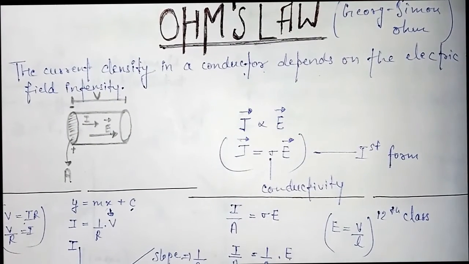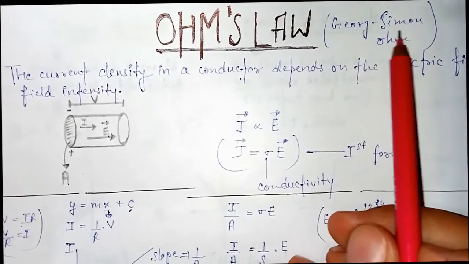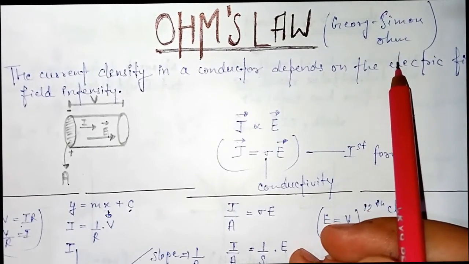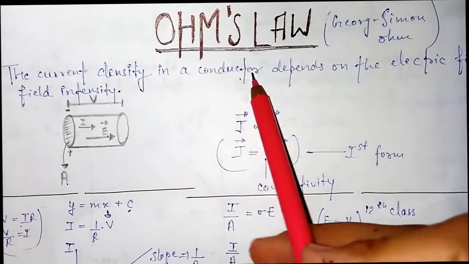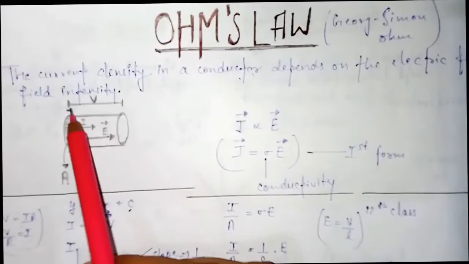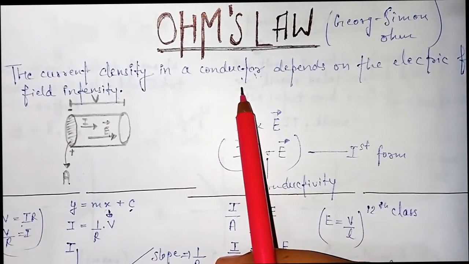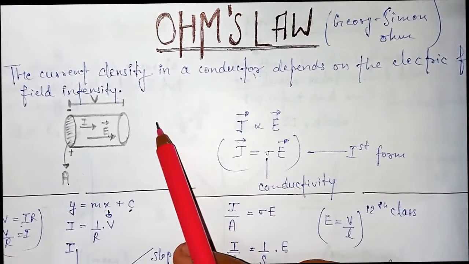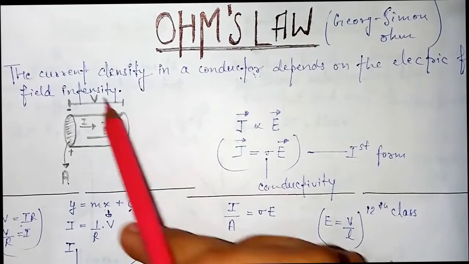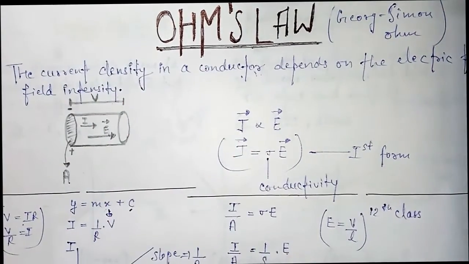In this lecture, we learn about Ohm's law. Ohm's law was given by George Simon Ohm. It stated that the current density in a conductor depends on the electric field intensity. So, what is a conductor? Conductors are those materials which allow the flow of electricity. Before understanding this, you must be aware of current density and electric field intensity.